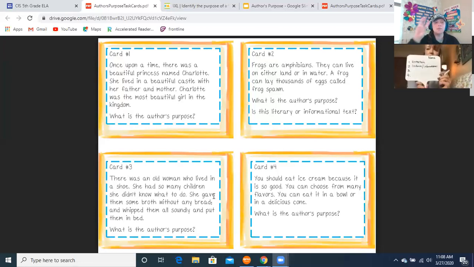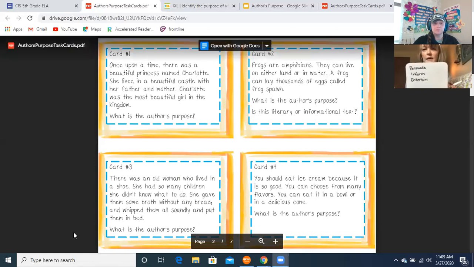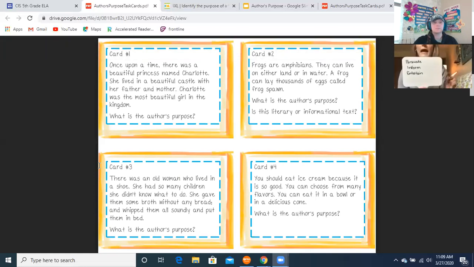Perfect. Okay, number 3. There was an old lady who lived in a shoe. She had so many children, she didn't know what to do. She gave them some broth without any bread and whipped them all soundly and put them in bed. What is the author's purpose? Again, this is Mother Goose, and so this is going to be to entertain. I hope that's what you all thought. So I'm going to write entertain down on number 3.